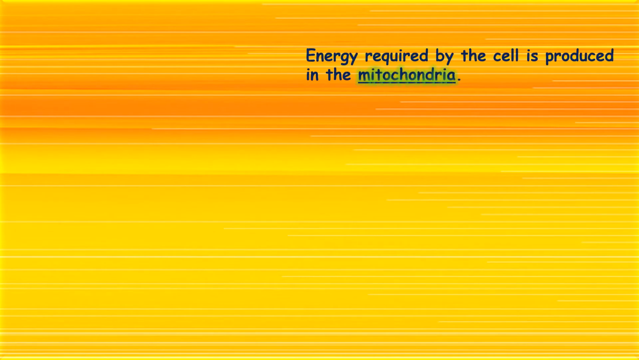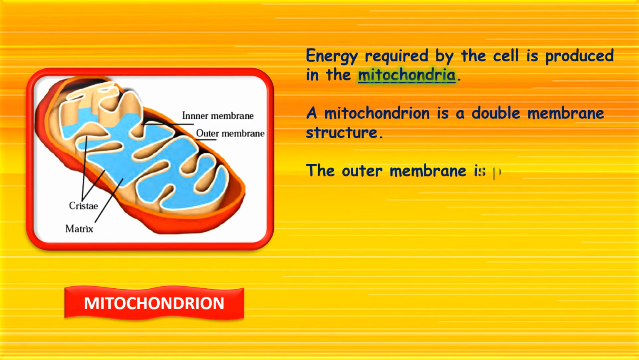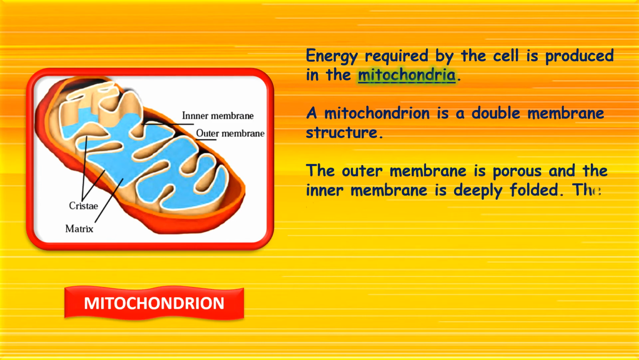Energy required by the cell is produced in the mitochondria. Mitochondria is called the powerhouse of the cell. This is the structure of mitochondria. It has a double membrane structure. This brown color structure which you can see here is the outer membrane, and the folded structure inside is the inner membrane. Now, the outer membrane is porous and the inner membrane is deeply folded.